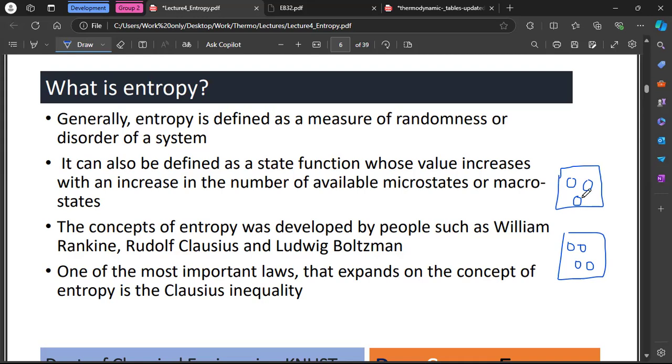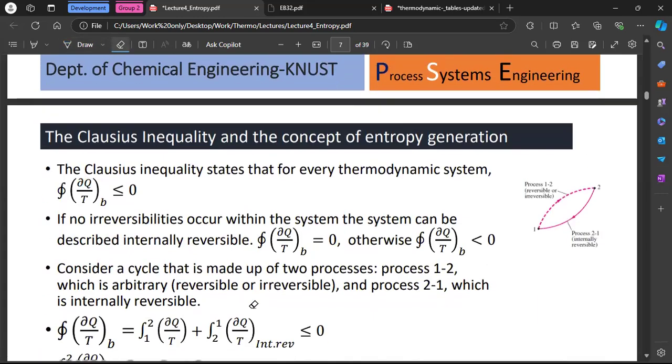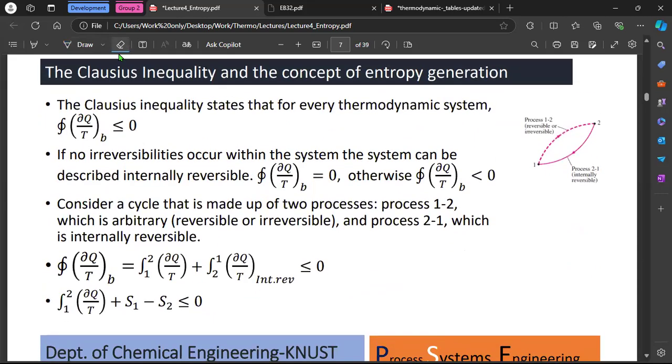So these concepts of entropy were developed by people such as William Rankine, Rudolf Clausius, and then Ludwig Boltzmann. So you will come across their surnames in a lot of applications very soon, right? And one of the most important laws that really explains the concept of entropy is what we call the Clausius inequality. So that's what we are coming to look at now. Clausius came up with an inequality, and what he said was that for every thermodynamic system, we have this expression. Now, if you see an integral sign with a circle on it, it means it's a cyclic integral. It means that you're doing your integration over something that is a cycle.